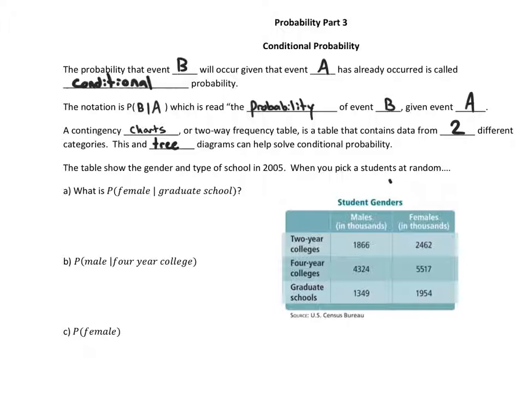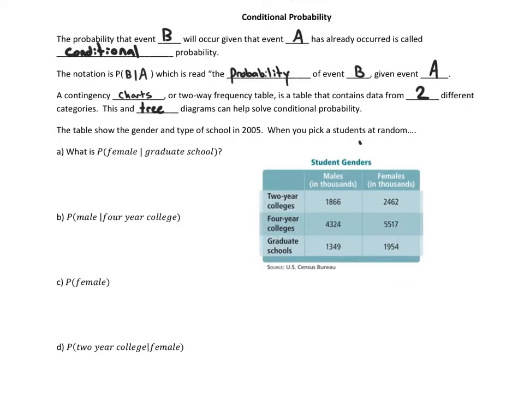The table shows the gender and type of school in 2005, and it's asking when you pick a student at random. And then it's going to have some questions for us. What's the probability that the student is female given that they are in graduate school? So this isn't asking us to just take females in graduate school and divide it by the total number of students, because we're looking for when graduate school has already happened. So instead, we're just going to be looking at this column in general.